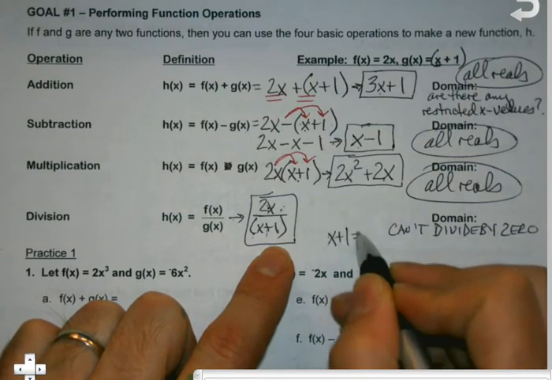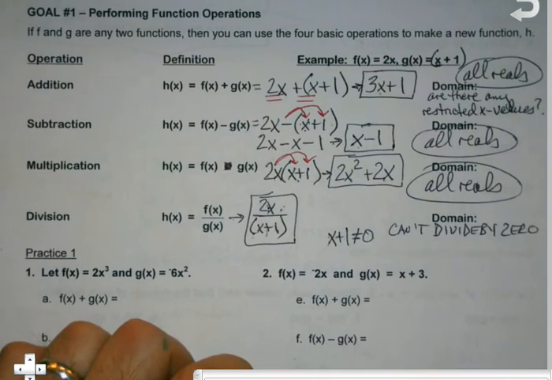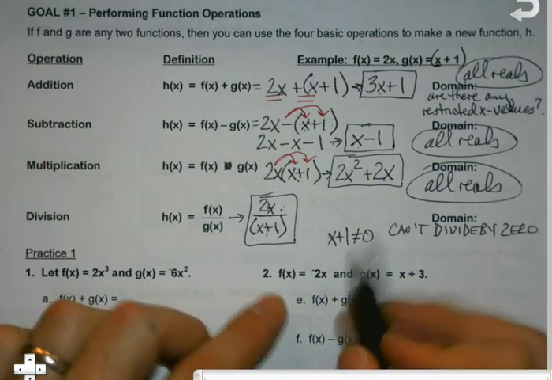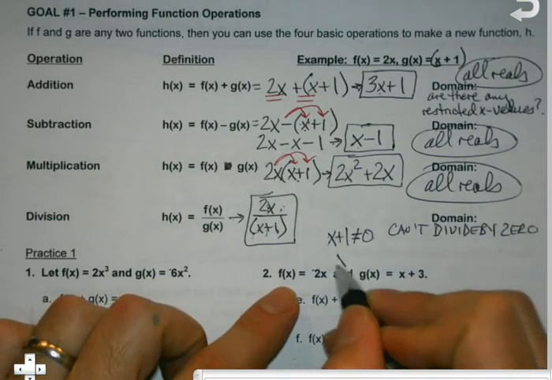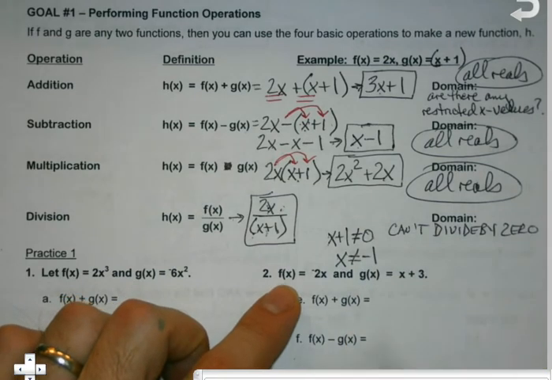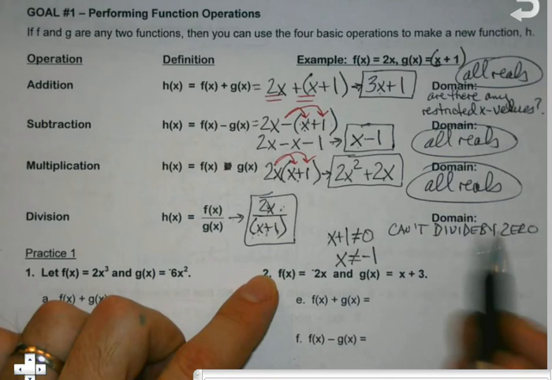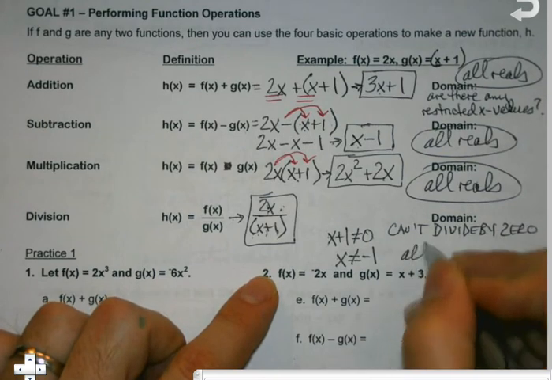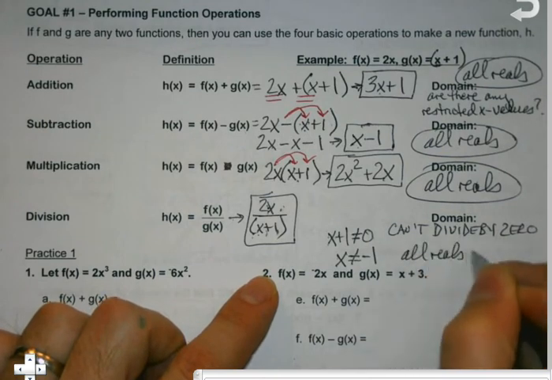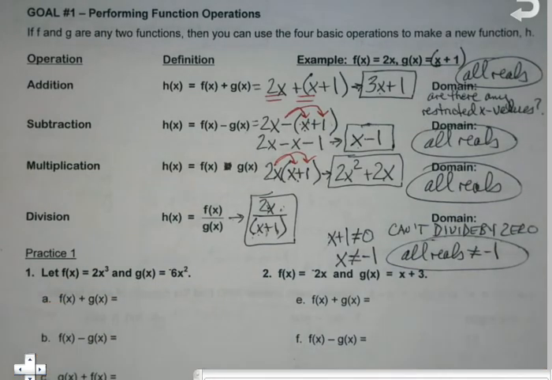I'm going to set my denominator not equal to 0. And solve it like I would a regular equation. I'll subtract the 1 over. X cannot be -1. If I plug that in, -1 plus 1 is 0. So my domain is all reals not equal to the one number that would cause me a problem. And that's how the domain works when we get into this.